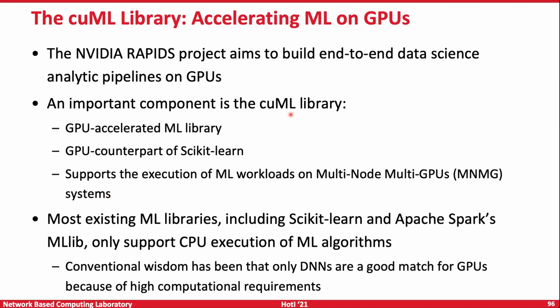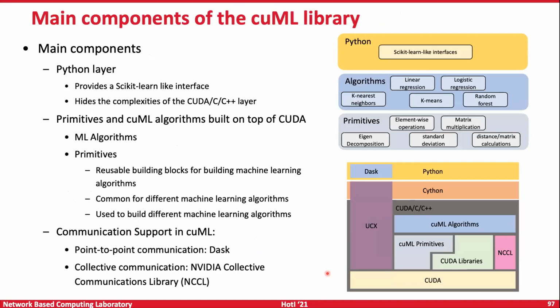But what cuML has actually shown is that if we implement these algorithms for GPUs, there is still some performance that we can obviously achieve by porting these machine learning algorithms for cuML. Again, this last bullet point is also trying to make the point that most existing ML libraries, including Scikit-Learn and Apache Spark MLlib, only support CPU execution of machine learning algorithms. And this is the conventional wisdom that I just mentioned.